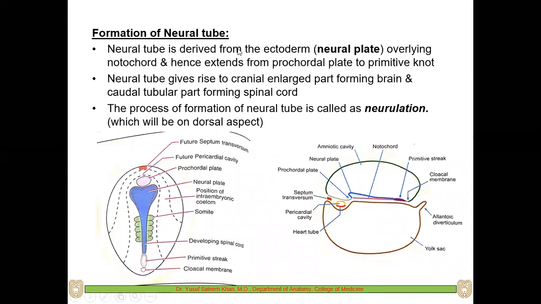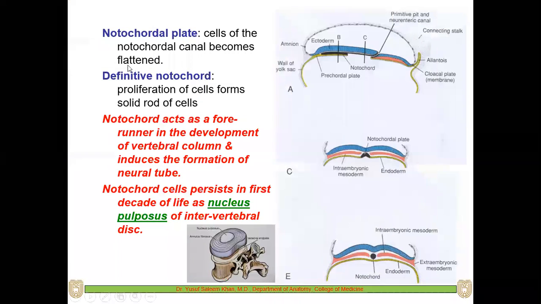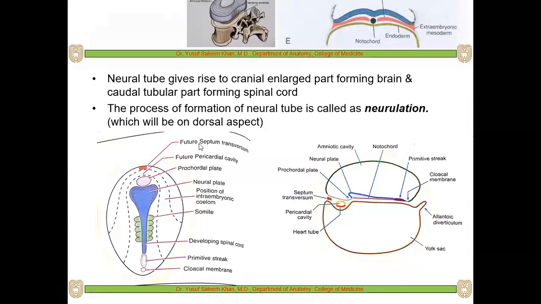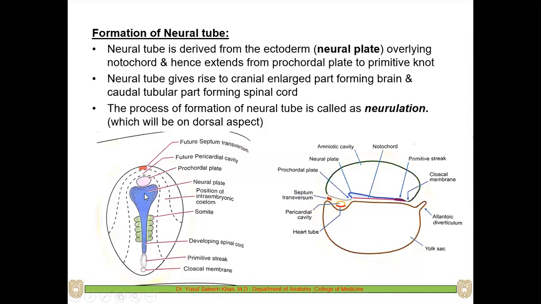Now, formation of the neural tube. I said the notochord is the forerunner in the development of the neural tube, which will later form the brain. So now we are seeing the development of this neural tube. If you see here, this is the neural tube. Formation of the neural tube. This is the notochord, the red line, and above that is the formation of the neural plate. Initially it will be the neural plate, then it forms the neural tube. Then it helps in the formation of the brain.